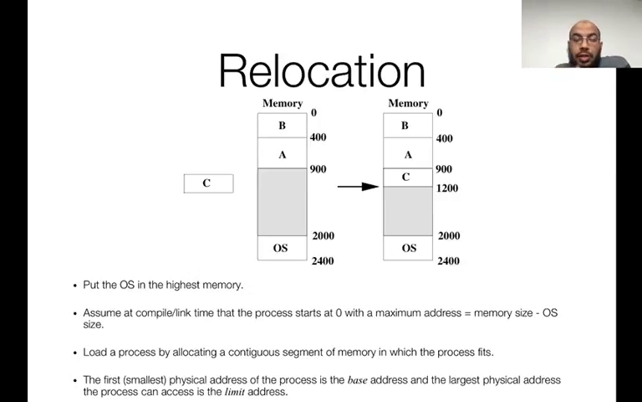So basically, the maximum address you can get is to fill the whole memory, right? So to start from 0 till 2000 in this case. Okay. Then load the process by allocating a contiguous segment of memory in which the process fits. So you already know that the code of the process is this much. So the code of the process is 500 kbs, and you need an extra 200 kbs for the stack and heap or something like that.